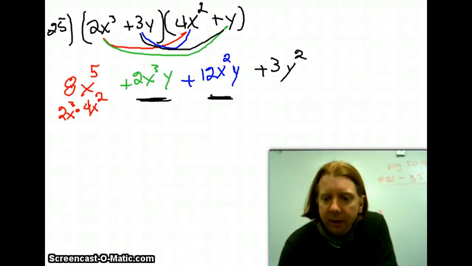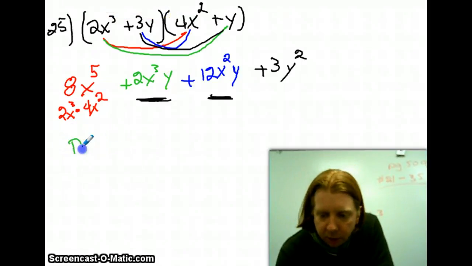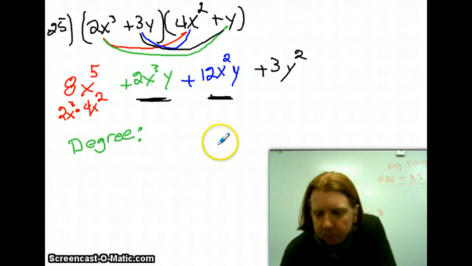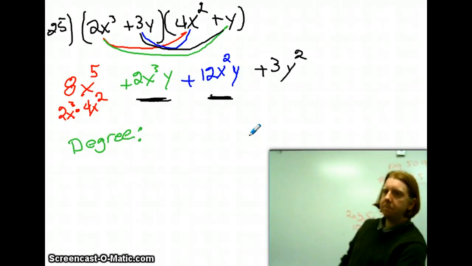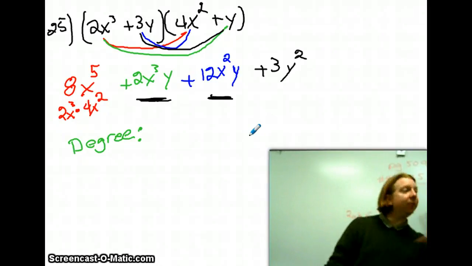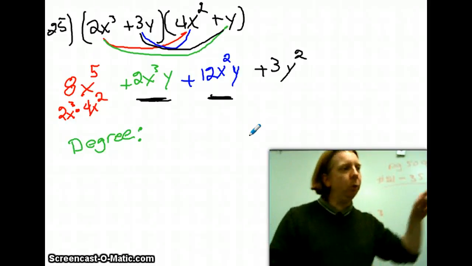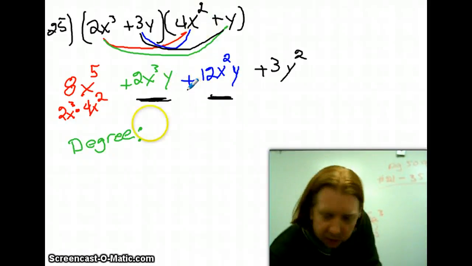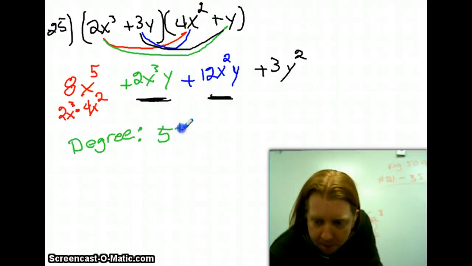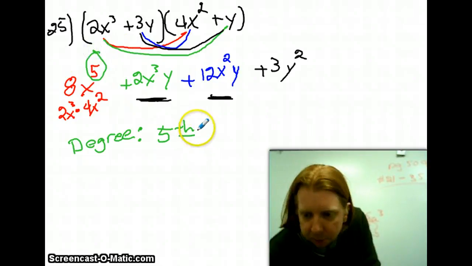Now, before we leave this problem, this is not part of the homework, but it's a good bit of review. Let's do a quick check. What degree is this? It's 4th degree. Remember, degree is the highest exponent of any one set of terms. So in this case, this is a 5th degree because this is the highest exponent present.